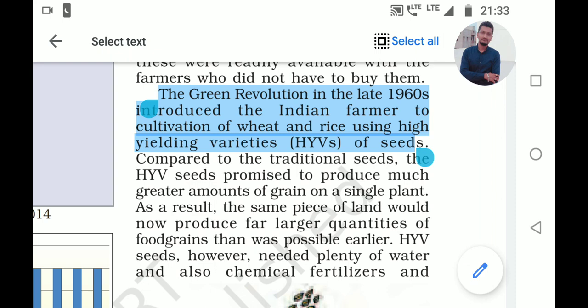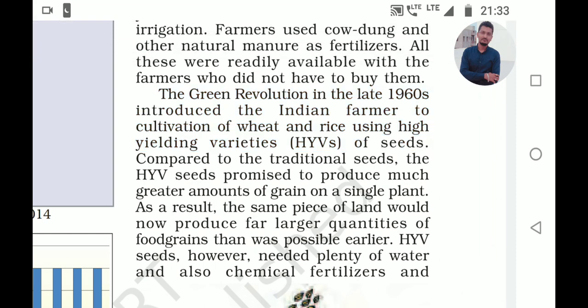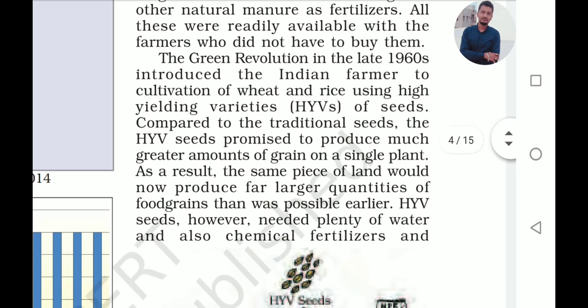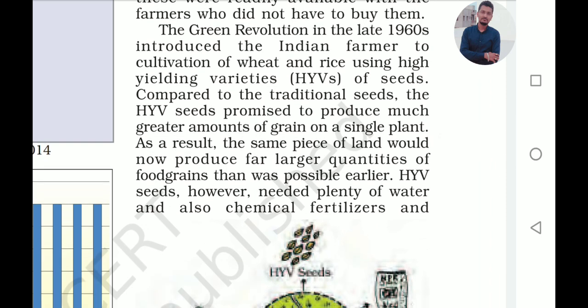Now HYV seeds means high yielding variety seeds. This point you need to highlight: high yielding variety seeds. Through these seeds, farmers can get better produce compared to traditional seeds. At the same time, HYV seeds promise to produce a much greater amount of grain on a single plant, and along with the seeds, farmers now use fertilizers and insecticides, so they can protect the plants and the farm produce from disease.